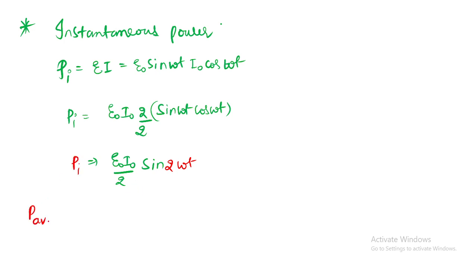P average will be the integration from 0 to T of P instantaneous into dt. If I do, just now we did, right? What did we get? 0 only, no? So power value is obviously 0. Right? That's it. Power value is obviously 0.